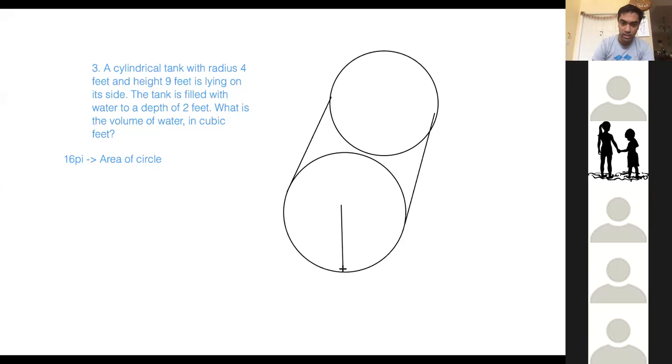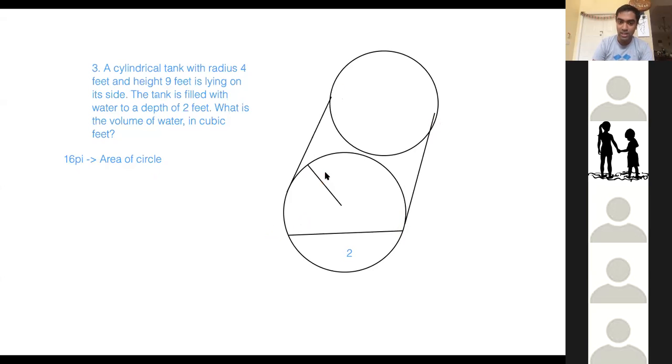So we know that this radius is 4. Let's say that's the center of the circle. Now the water level is actually, imagine this on the ground, the water level is actually here somewhere, right? So this is kind of the water here with this height being 2, right? And if I were just asking the volume of the cylinder, I could just take the area of this base and multiply it by this height. So this would just be 16 pi times 9 if I wanted the full volume.